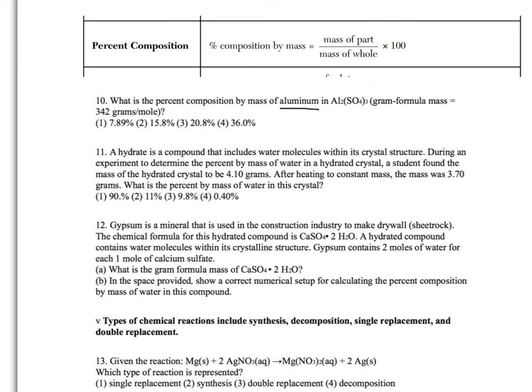aluminum in aluminum sulfate, and they give us the gram formula mass. Gram formula mass is the total formula mass of aluminum sulfate. So we know that the mass of the whole is 342. And we're looking for the mass of the part. And again, we're looking for aluminum. We know that aluminum has the symbol Al. So we're looking for the mass of all the aluminum in aluminum sulfate.